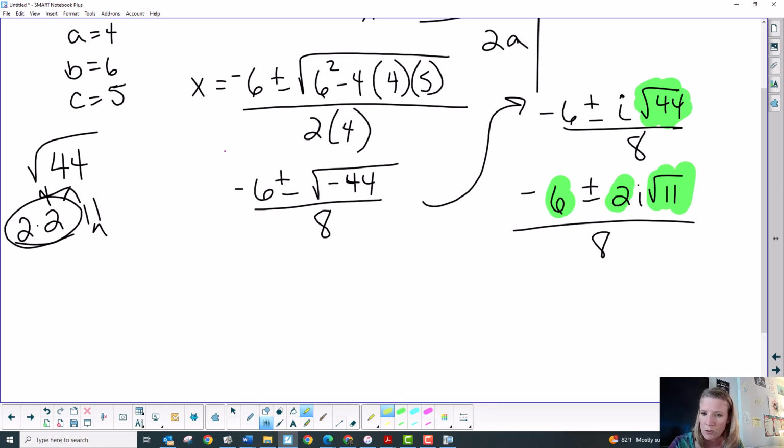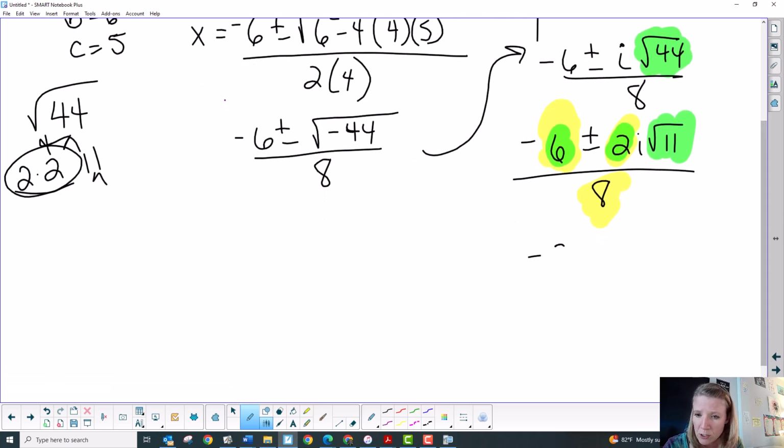So you see the 6, which you can't see, the 2 and the 8. The 6, the 2, and the 8 all divide by 2. So that's 3, 1, and 4. And that's my final answer.